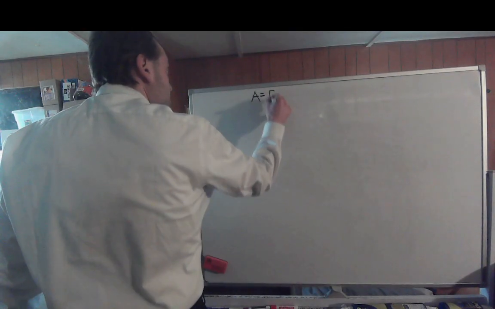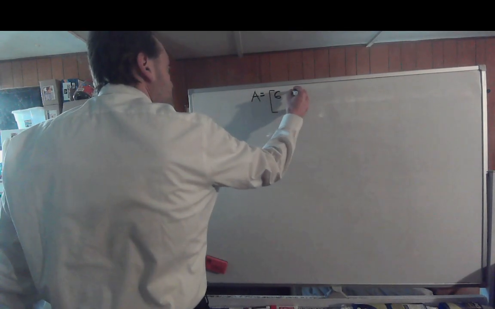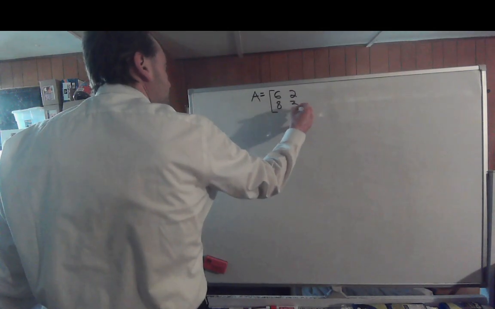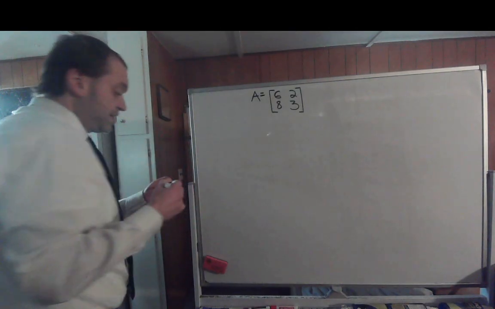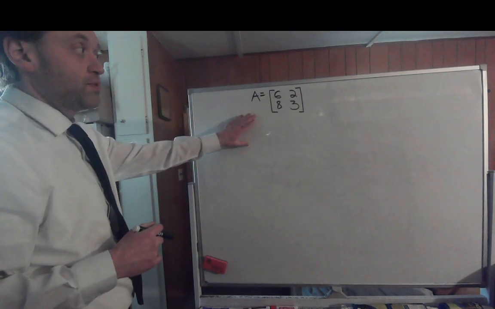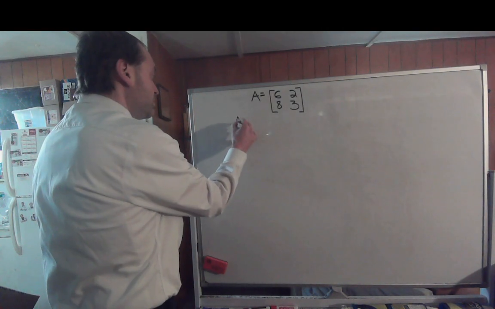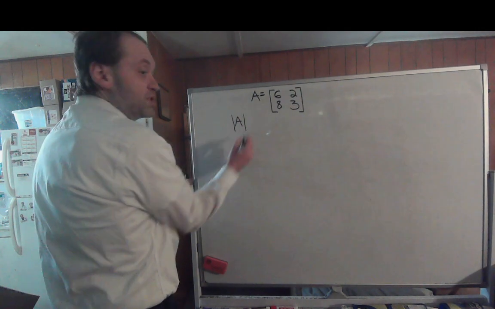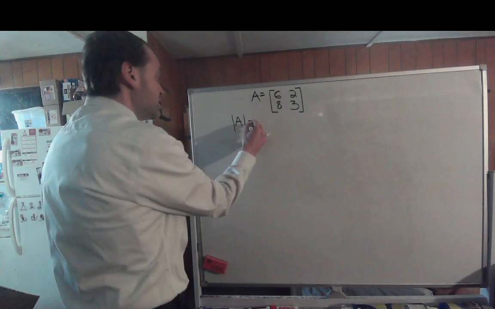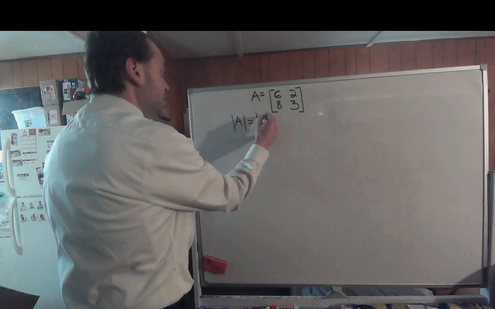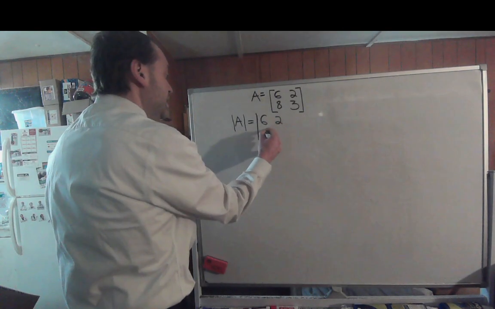Let's figure out our next matrix. So matrix A is going to be equal to, we have the entries 6, 2, 8, and 3. Alright, so matrix A itself has entries 6, 2, 8, and 3. First thing you need to do is find the determinant of A. So you'll set up your determinant of 6, 2, 8, and 3.